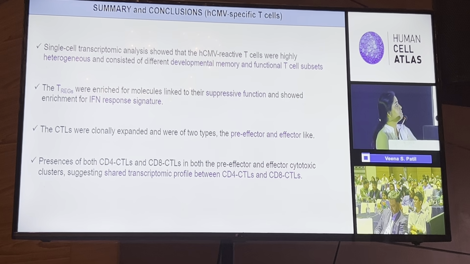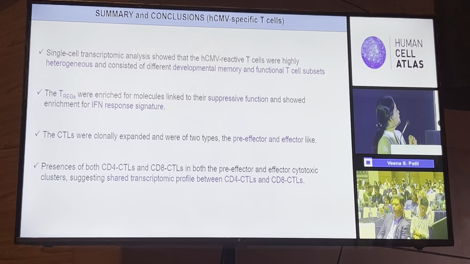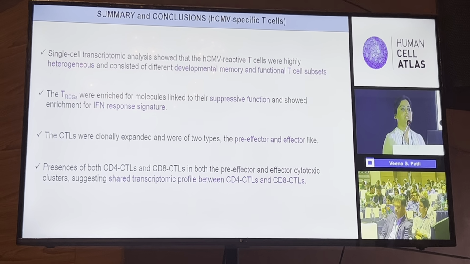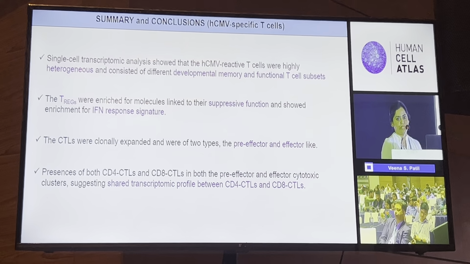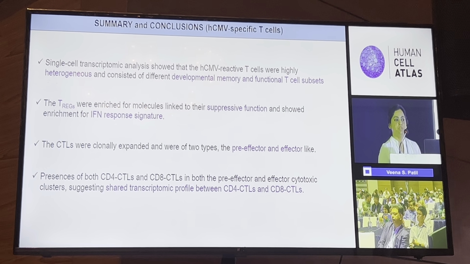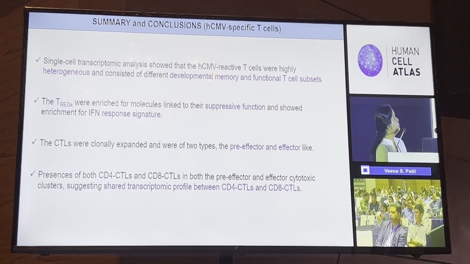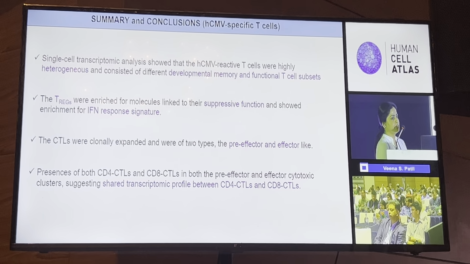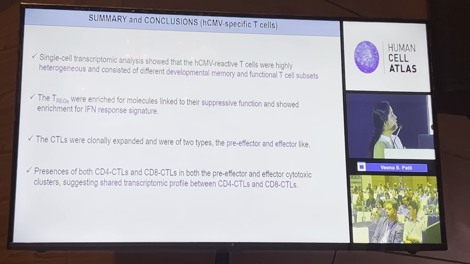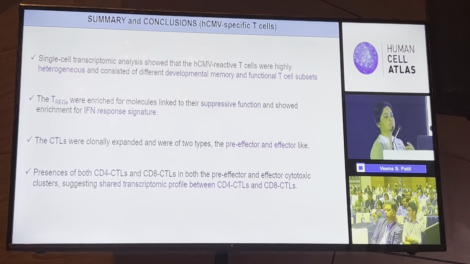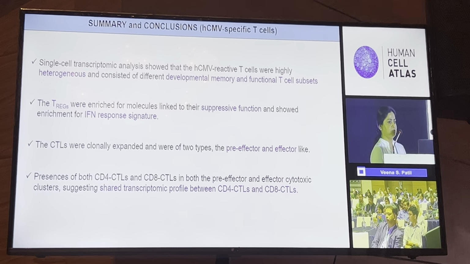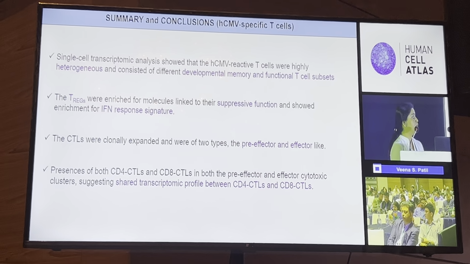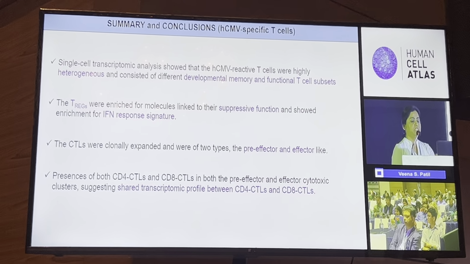Okay. To summarize, from CMV antigen-specific cells, we found that the cells were at different developmental stages. A lot of people use cytokine as a marker for antigen isolation. Maybe that's not the right way of looking at it. The suppressive Tregs were suppressive in function. They also had signatures of interferon response. And the CTLs could be classified into pre-effector and effectors based on the effector molecules that they expressed. And the distinction between these CTL clusters was not based on the CD4 or CD8 proportion.